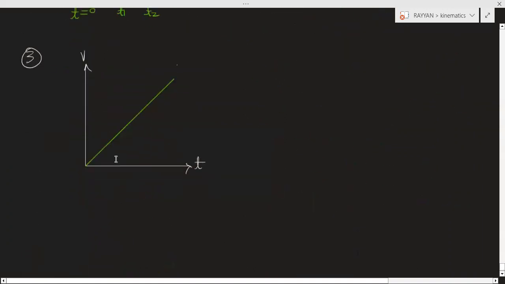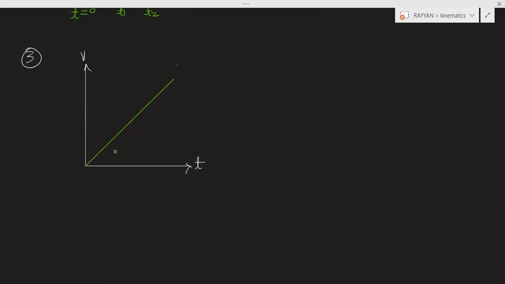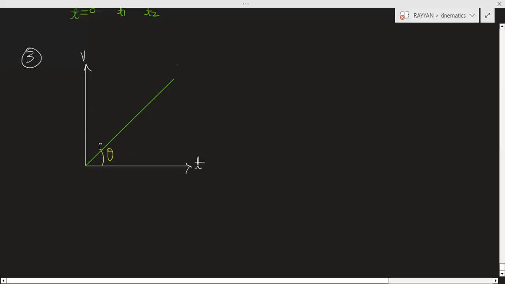If this type of graph you have, now we will solve this graph with the help of the slope. This angle, suppose it is theta. Will this theta change with time, or will this theta remain constant? It's changing with time? No. This theta will never change with time. You can see this is a straight line, and it will always be a straight line. And this theta will always be theta.